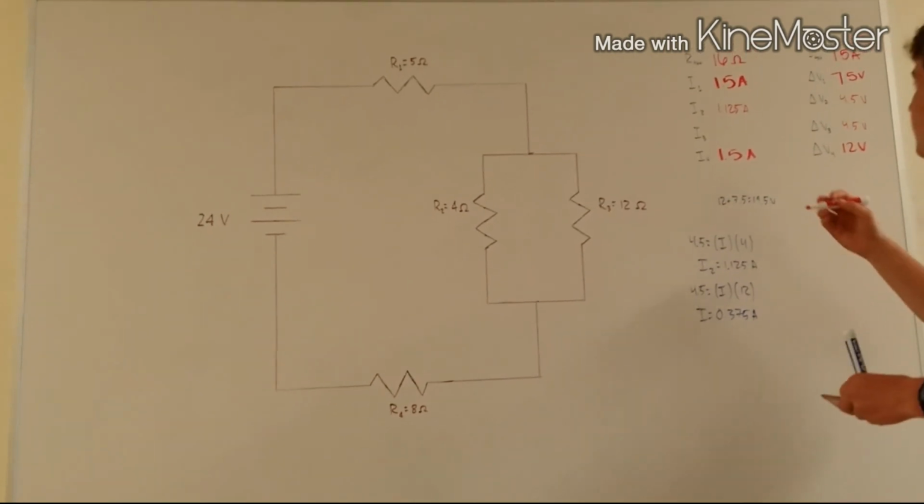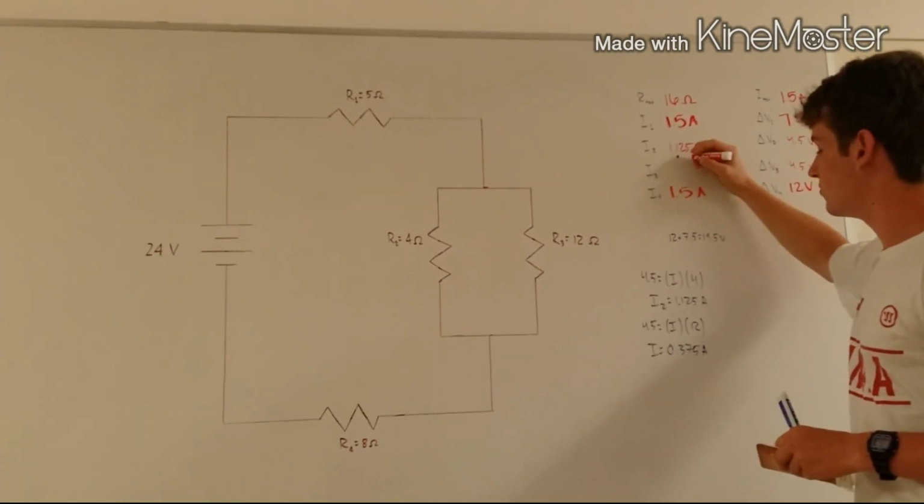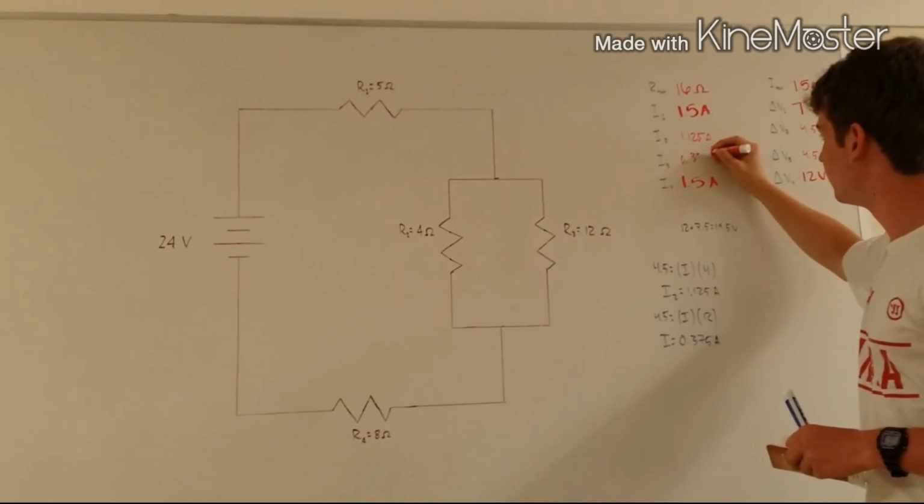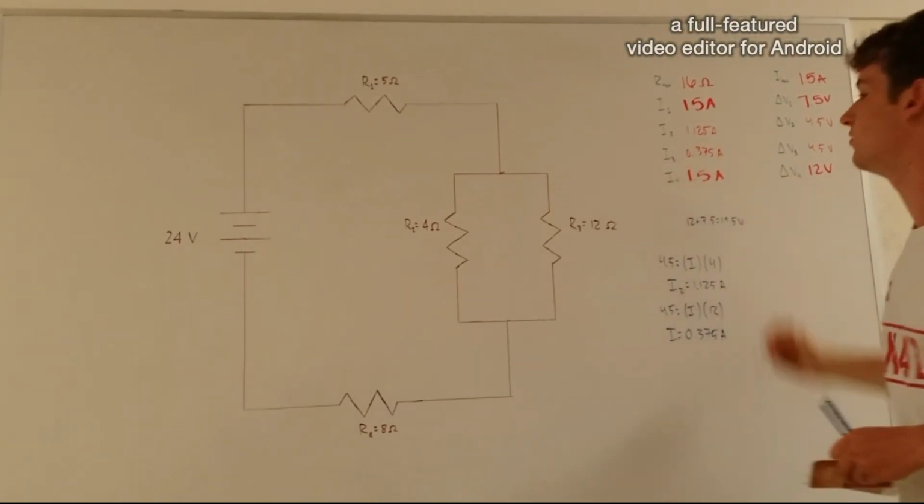So to fill in our table with the last value, we have the current across resistor 3 to be 0.375 amperes.